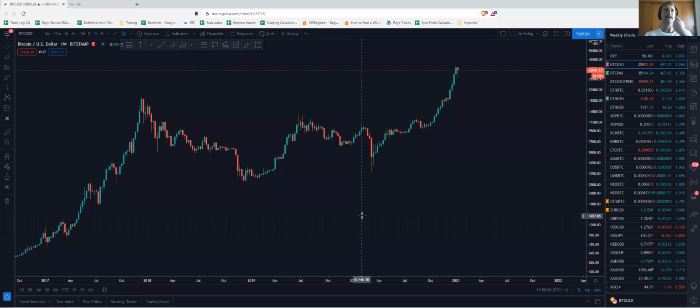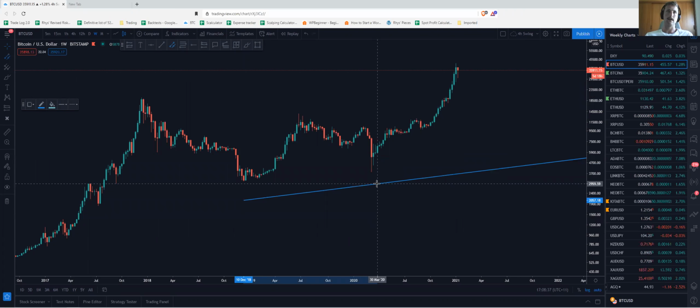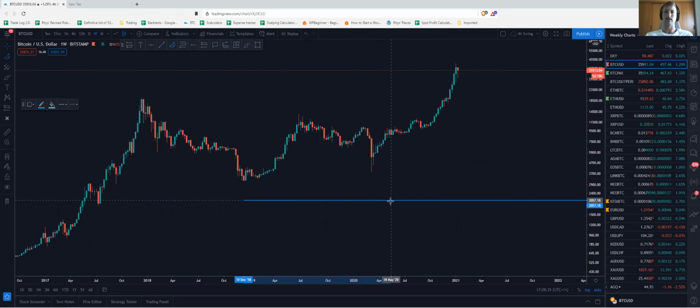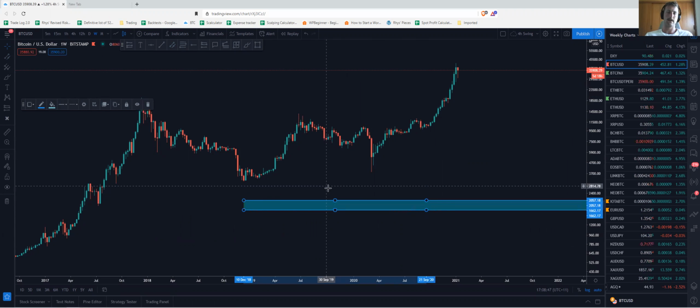Now, the first thing to know is the actual tool that I use to draw them. So I use the parallel channel tool, which you'll find in the second section on the left. Now, when I use it, a really handy tip is if you hold shift, it locks it to 45-degree increments. So it'll do 45, 90, 0 degrees. That way you know that you're drawing them in horizontally. It's just a really handy tip.